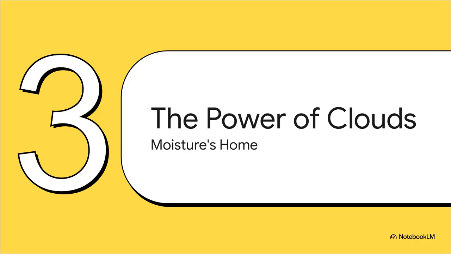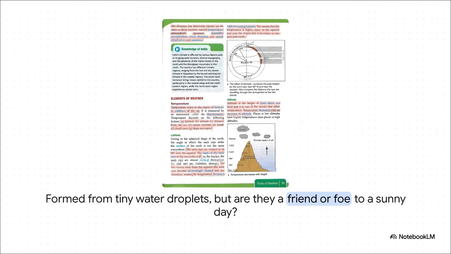Okay, so where is all this moisture hanging out before it falls down on us? Well, that brings us to our third element: clouds. Clouds are so much more than just pretty, visible collections of water droplets. As you can see here, their behavior is tied to some really complex things like temperature and altitude, and they act like this powerful gatekeeper for the sun's energy, which kind of begs the question, are they a friend or a foe to a nice, sunny day?